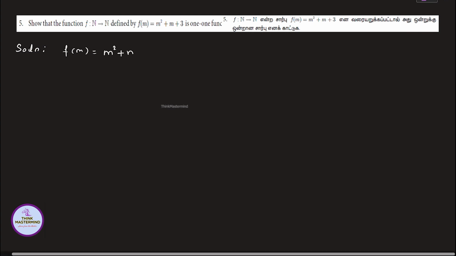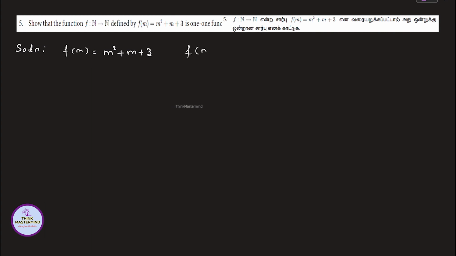Fifth problem in exercise 1.4 solution. Here f is defined from N to N and f of m is given as m square plus m plus 3. To show that function f is 1 to 1, it is enough to prove that if f of m1 is equal to f of m2, then m1 is equal to m2. Therefore, f is 1 to 1.